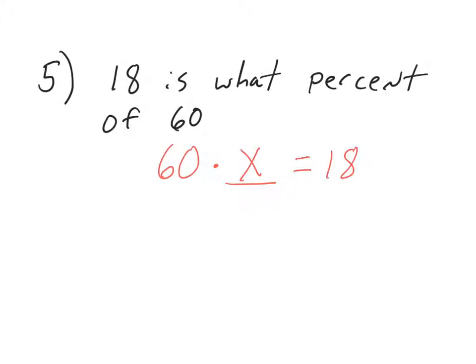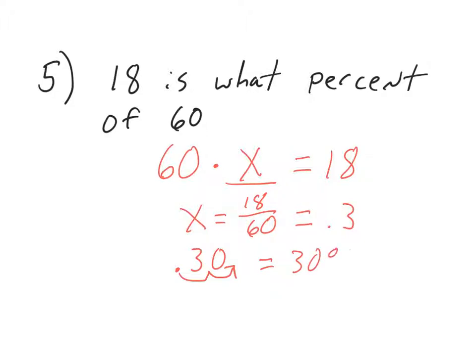Since we're multiplying, we'll divide both sides by 60. We'll get x is equal to 18 over 60, and 18 divided by 60 is equal to 0.3. Then to change that into a percent, I need to move the decimal 2 place values to the right, and we'll get 30%. So 18 is 30% of 60.